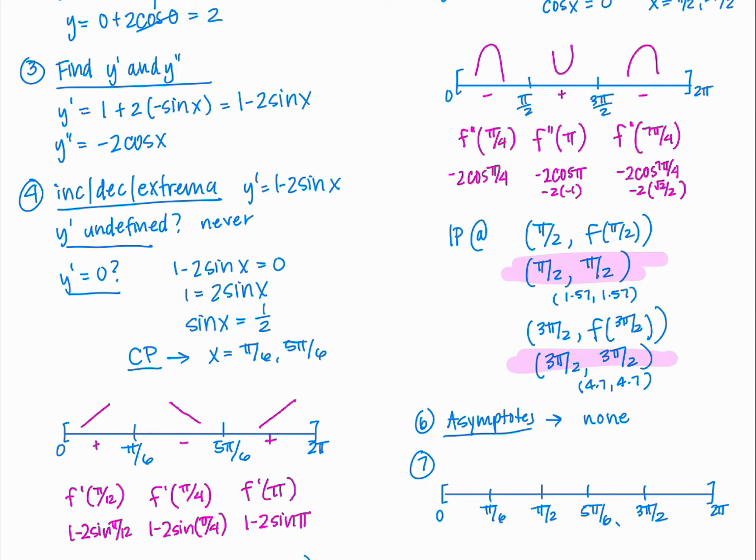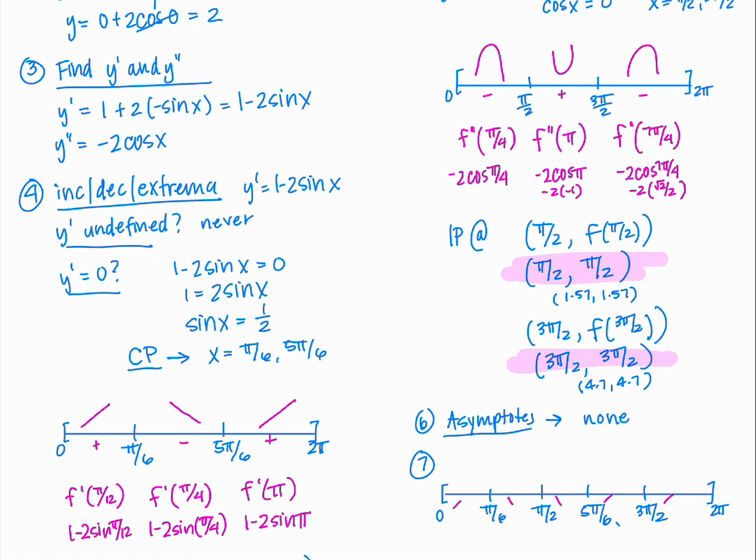So I'm going to do my increasing and decreasing first, kind of make a little note. So from 0 to pi over 6, I am increasing. I'm looking back over here at this chart right now. From pi over 6 to 5 pi over 6, I'm decreasing. So those are both decreasing. And then after 5 pi over 6, I'm increasing.